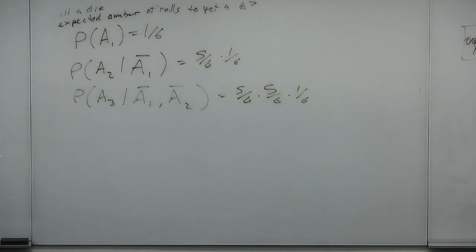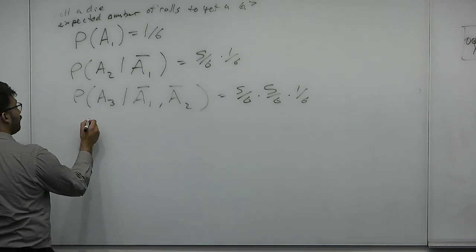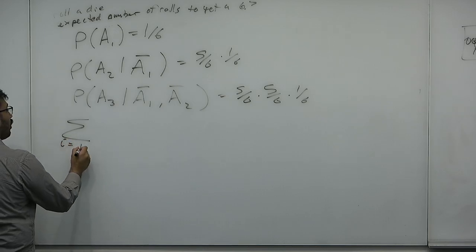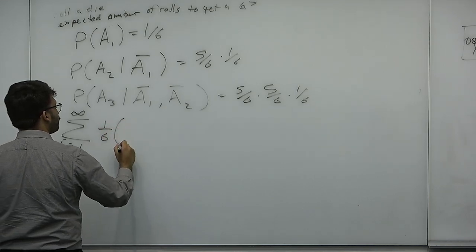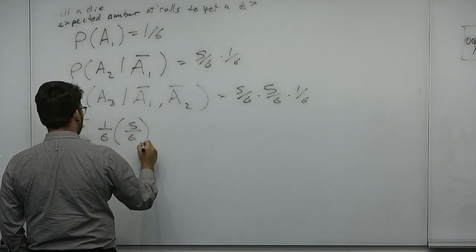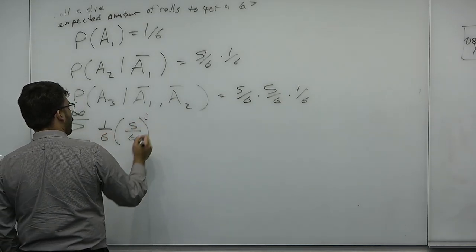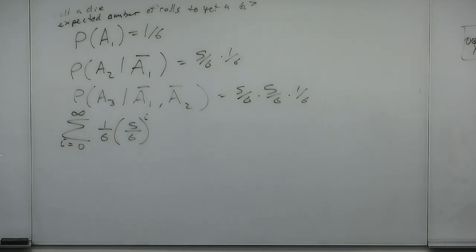Why are we multiplying it this way? Isn't conditional probability we're supposed to take the intersection divided by the other ones? They're independent. Each roll of the die is independent from the previous rolls. The only thing that's not independent is the number of rolls, because the nth roll only occurs if the n minus 1 rolls were something that we know, right? So in fact, what you do is you take the infinite summation of this, and you're going to get the sum from i equal to 1 to infinity of 1/6 times 5/6 to the i minus 1. We'll say i is equal to 0 to i. Do we agree that this is the expected number of rolls we'll have to do, right?